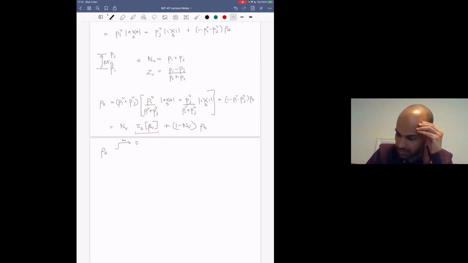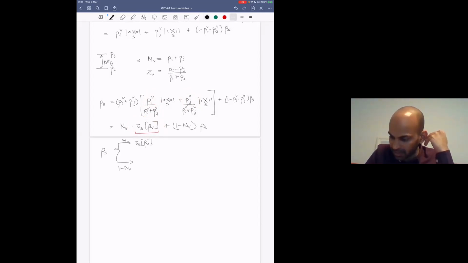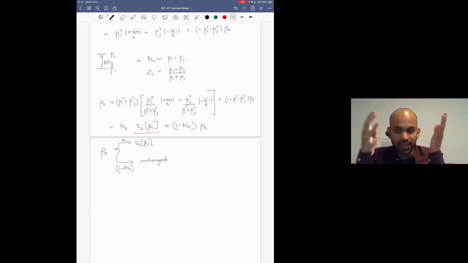We take it to the thermal state that it would have if it were to take on the temperature beta V of the virtual qubit. And with the probability 1 minus NV, it's unchanged. Another way of saying this is that NV is essentially the total probability that your system V is actually in the subspace of that virtual qubit. It's the sum of the probabilities of being in that subspace.